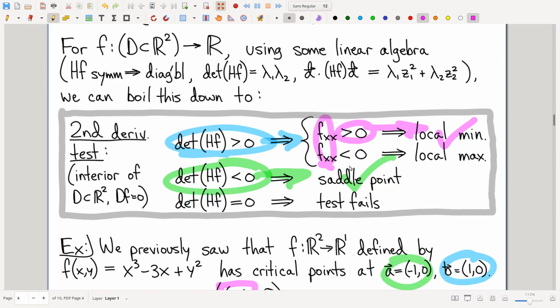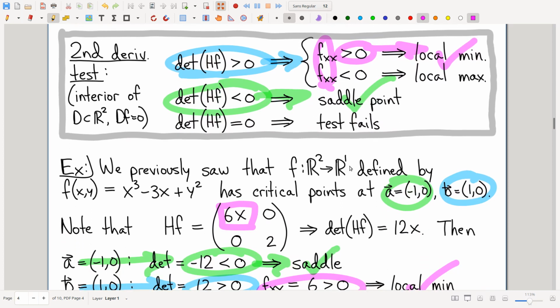Okay, second derivative test. The nice thing about this, it's very pluggy-chuggy. Just follow the rule. It's totally an algorithm. Just do the algorithm.